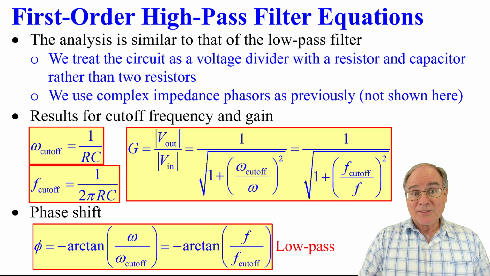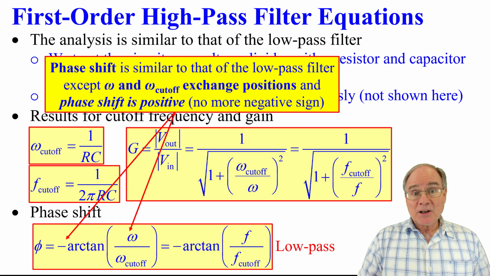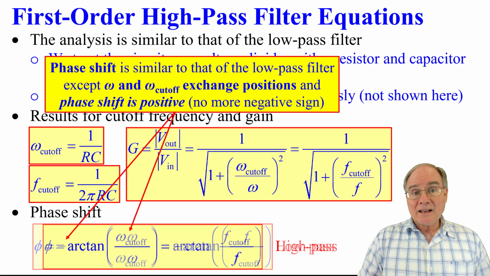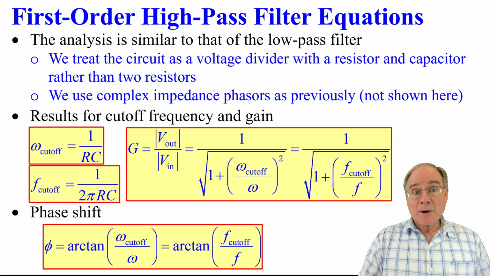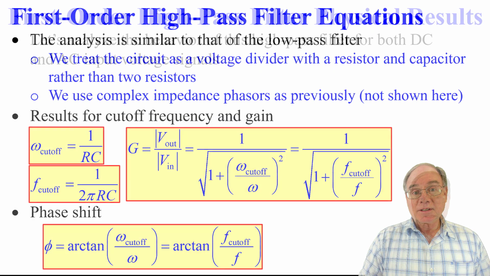Similarly, we had this phase shift for the low-pass filter. For the high-pass filter, omega and omega cutoff again exchange positions, and we lose the negative sign. I'll cycle through these again: high-pass, low-pass, and high-pass. These are our final equations for the high-pass filter.